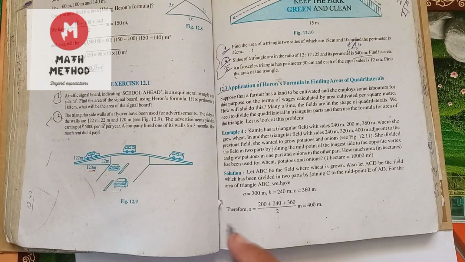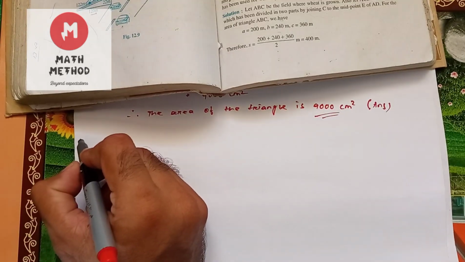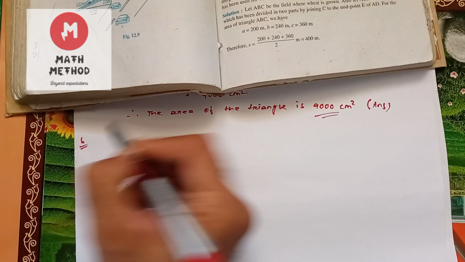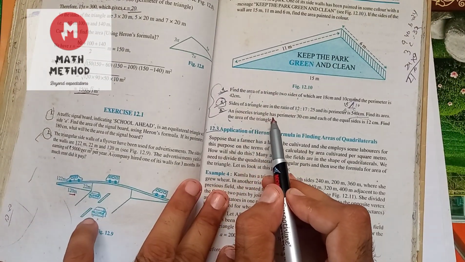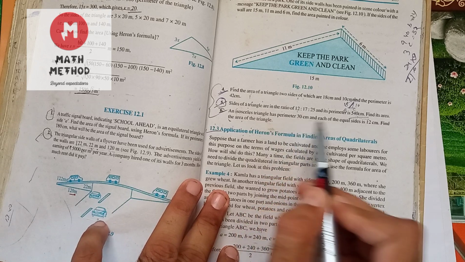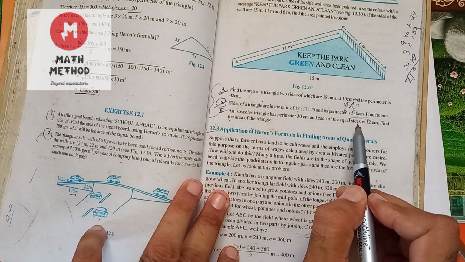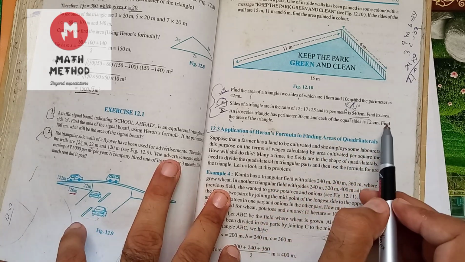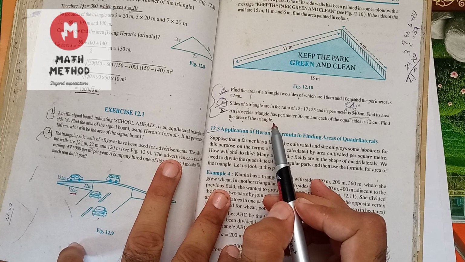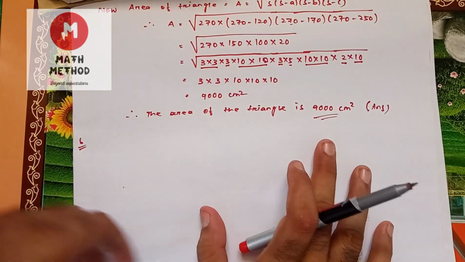Now we will find out question number 6. Question number 6 is given: an isosceles triangle has perimeter 30 centimeter and each of the equal sides is 12, means two sides are 12 centimeter each, and find the area of the triangle. Clear? Now question number 6.